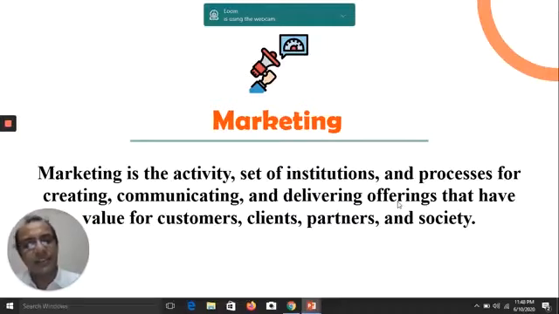So this definition says that as a marketer, as a marketing manager, you have to create, communicate, and deliver offerings that have value to customers, clients, partners, and society. We have to produce and offer something that has value to all stakeholders. It is a comprehensive definition of marketing. But in short, we can say marketing is all about managing successful relationships with customers.